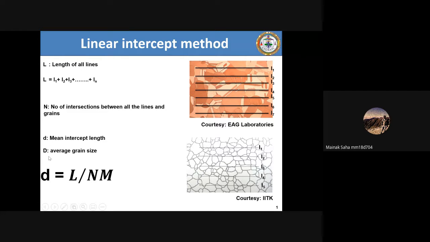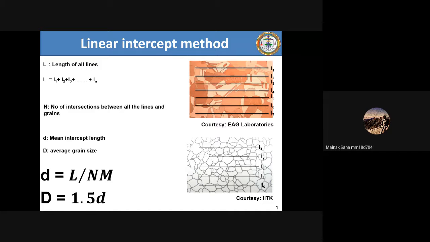And then once you get the d, how to find out the average grain size? So capital D is equal to 1.5 d. This is the standard convention that is being used. Now the question is, you may ask me, why am I using 1.5? 1.5 is actually going to come from the ASTM standard.